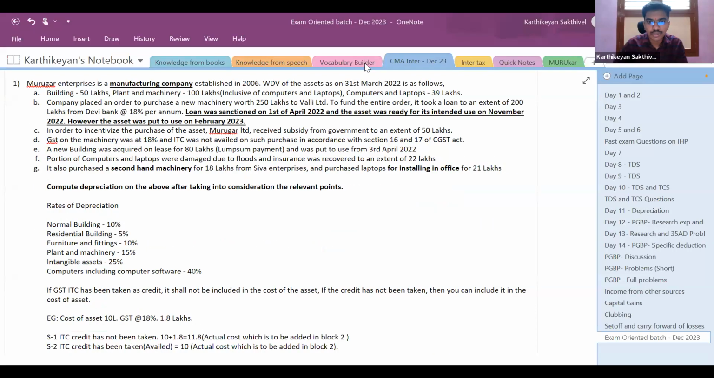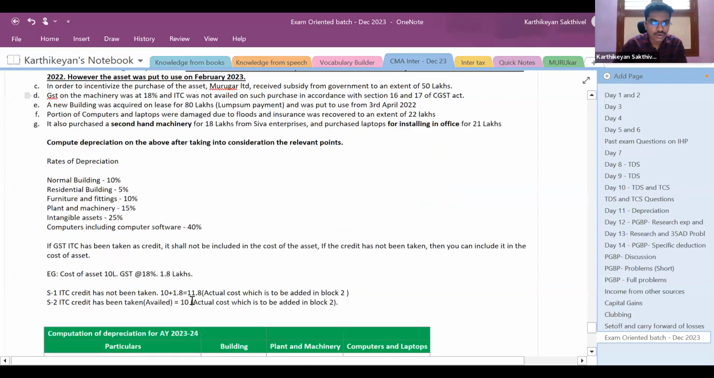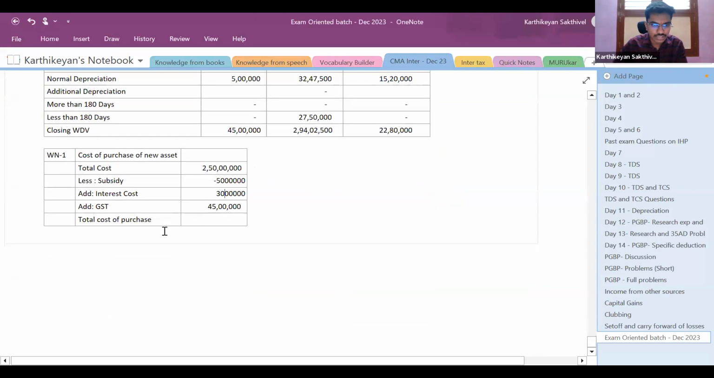interest. Okay? So the condition we have is not when the asset is ready for its intended use. It is until the asset is put to use. Ready for its intended use is for accounting purposes. Only for the purpose of accounting, when it is ready for its intended use, you should stop the capitalization. For the purposes of income tax, only when the asset is put to use, only till that point you can capitalize the interest. So your total interest capitalization will be 300.